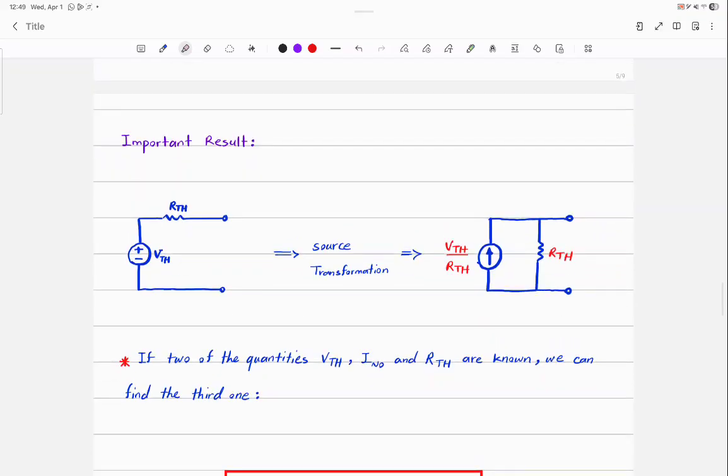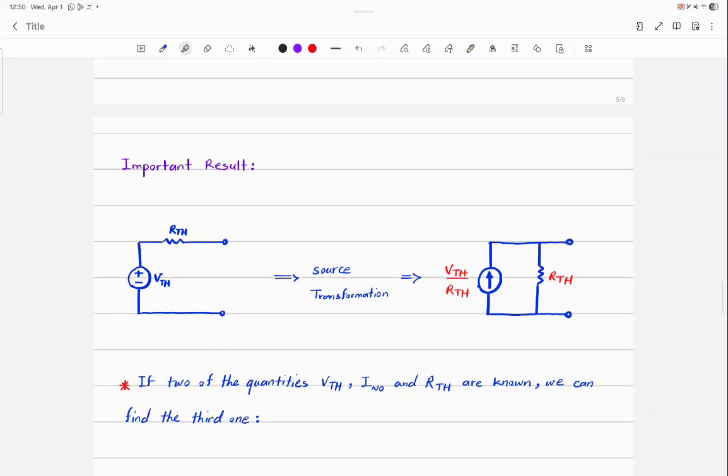This is like the chicken and egg. We don't know which one is the result of the other. You can talk first about Norton and Thévenin and then say source transformation, or teach source transformation first and then find Norton from Thévenin. But the important result here is this.